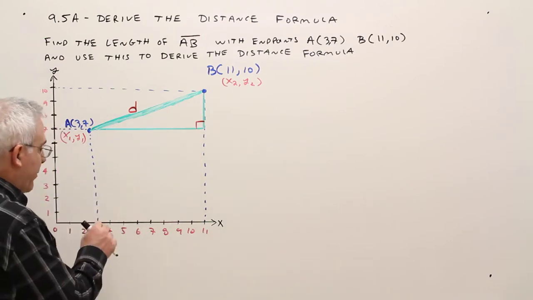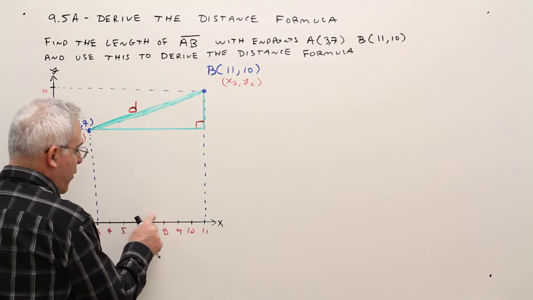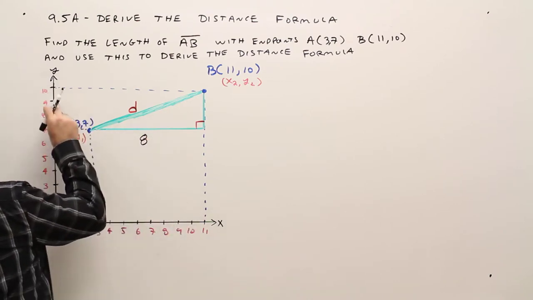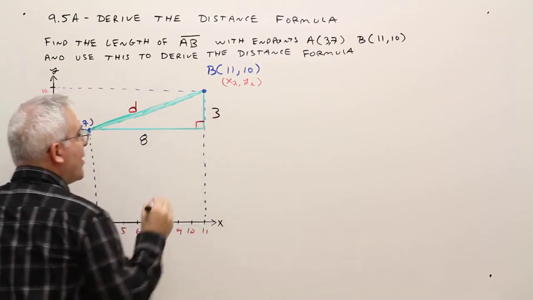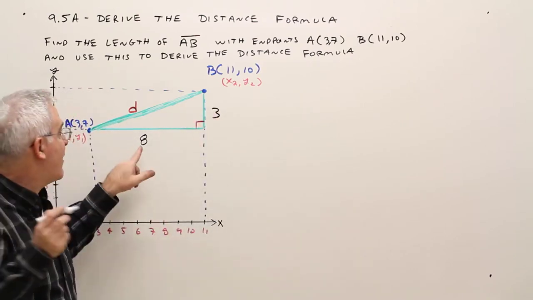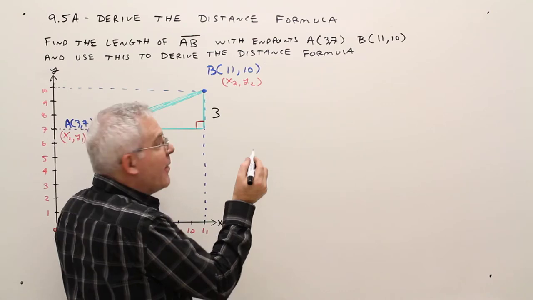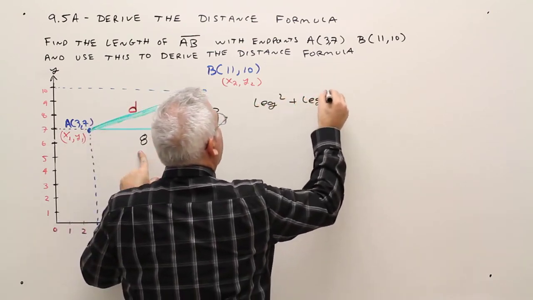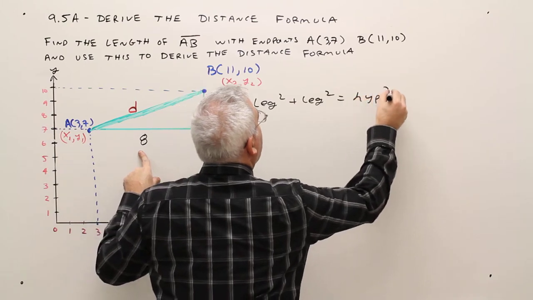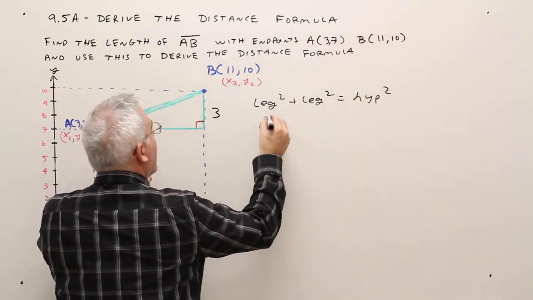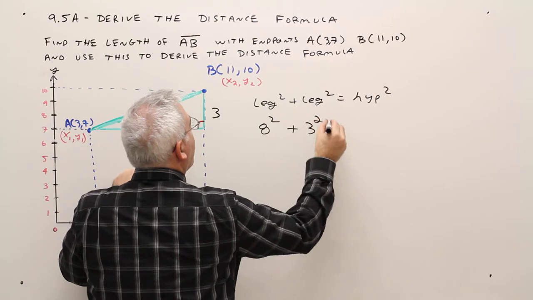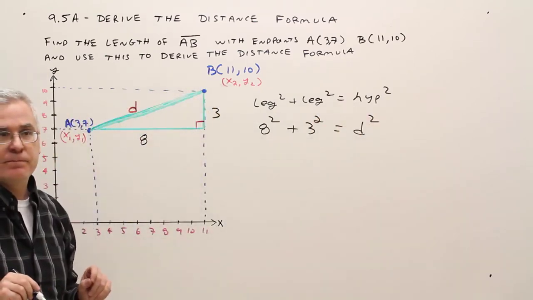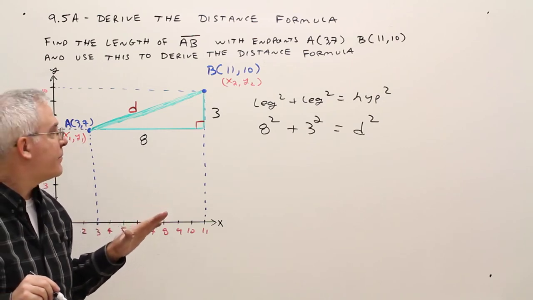I can simply count 1, 2, 3, 4, 5, 6, 7, 8. This is 8 units. 1, 2, 3. This is 3 units. So by the Pythagorean theorem, I'll even write it down: leg squared plus leg squared equals hypotenuse squared. 8 squared plus 3 squared equals d squared. I'll just leave it that way for now.